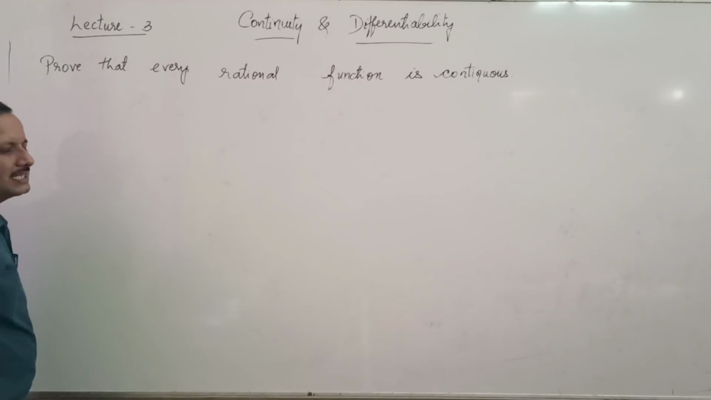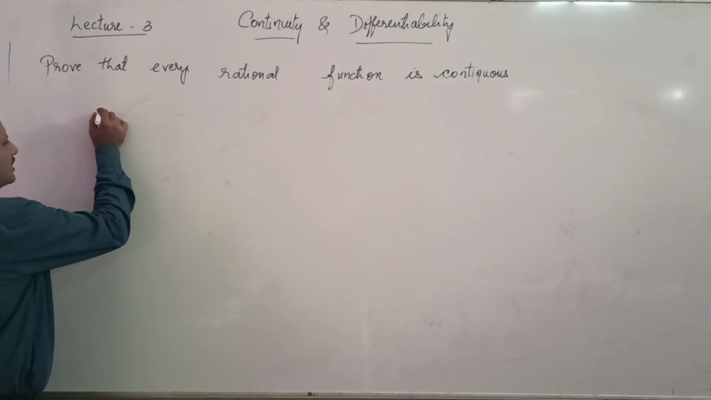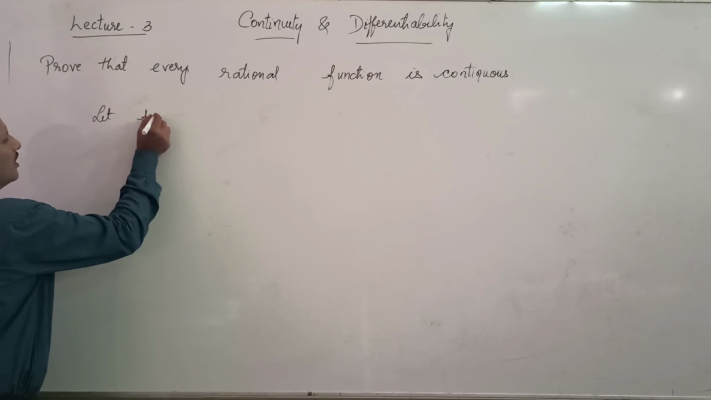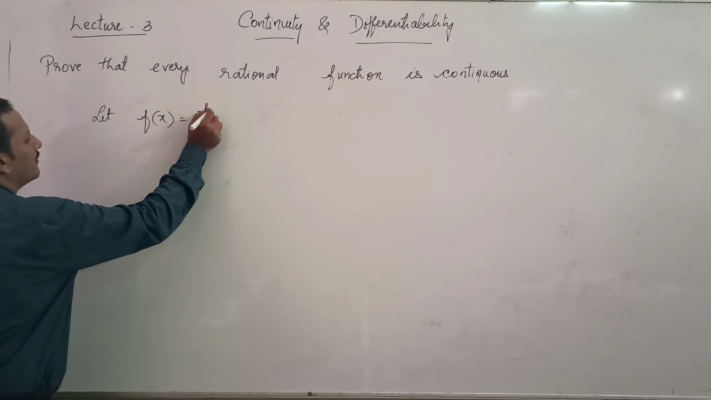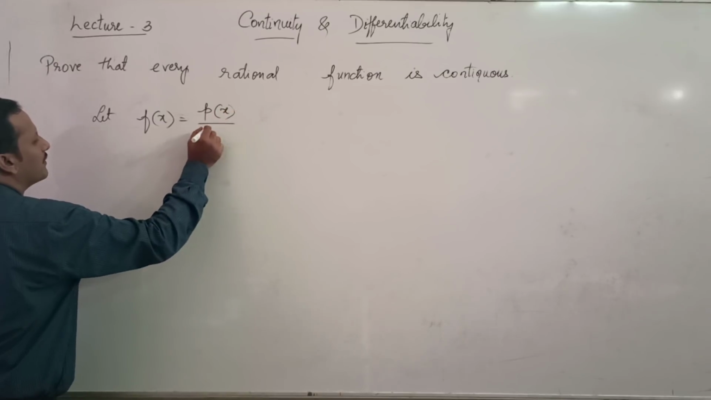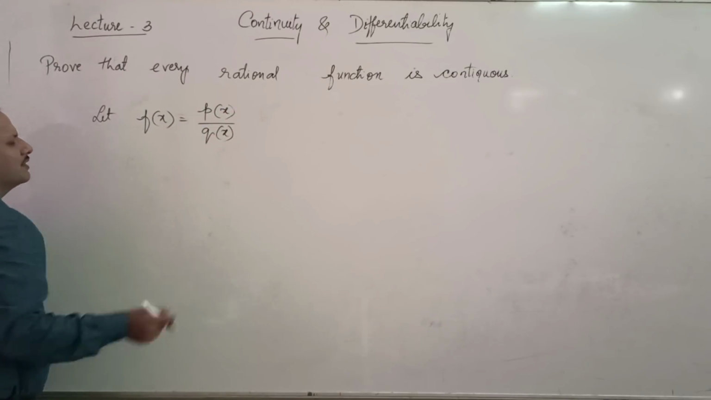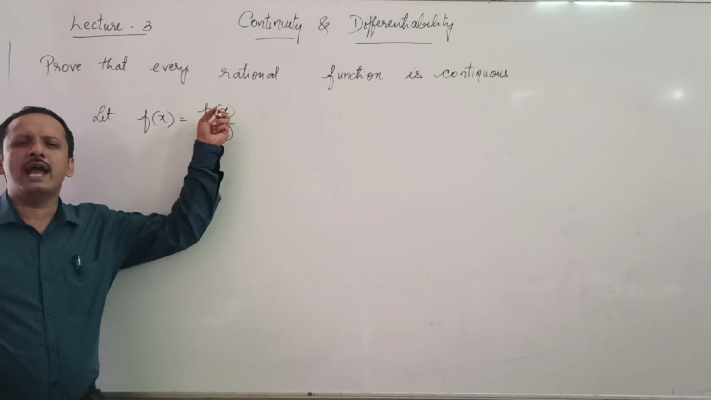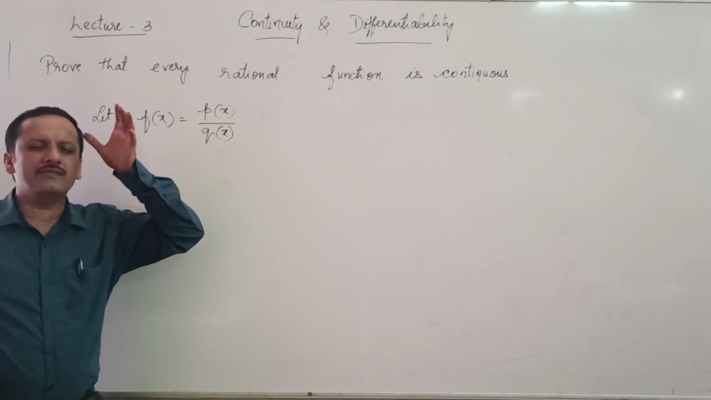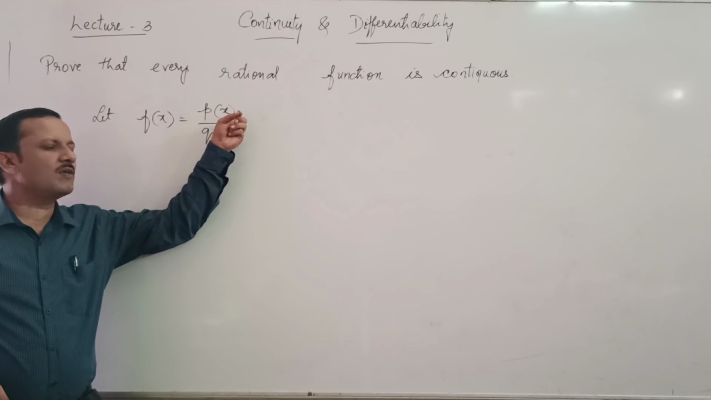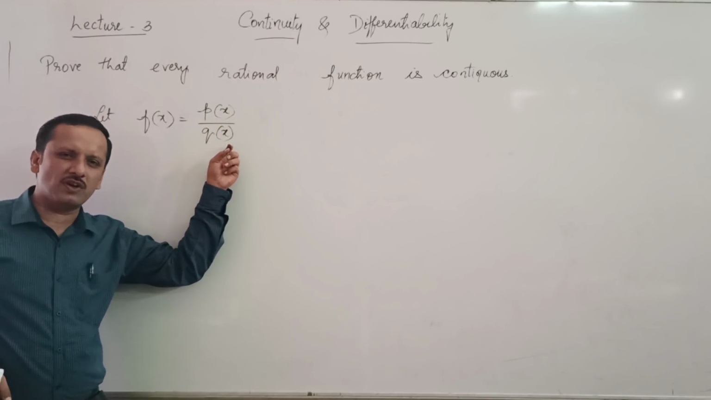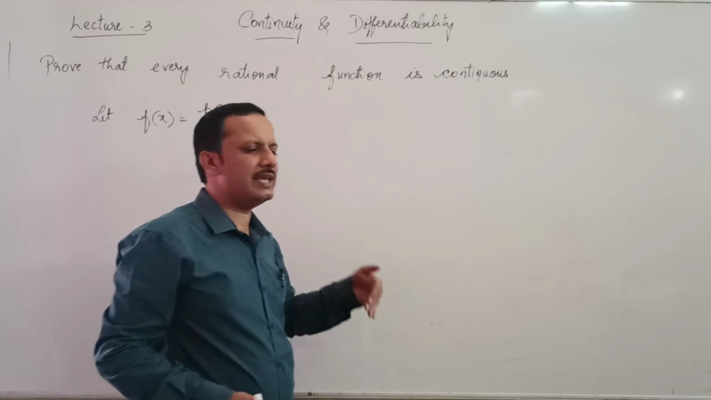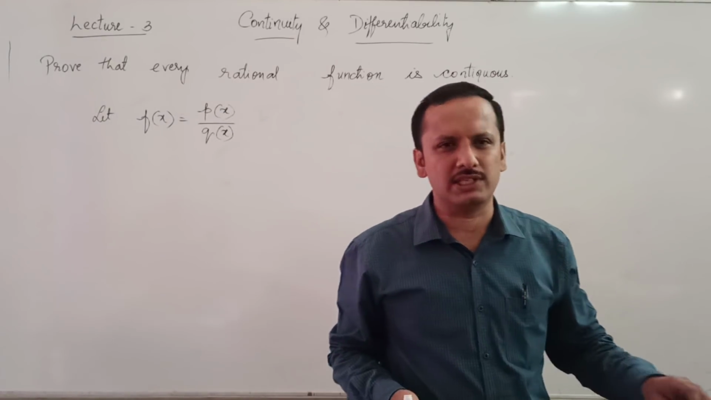Now, what is a rational function? A rational function, we will say, let f of x be equal to p of x divided by q of x, where p and q are two polynomial functions. P of x is a polynomial function and q of x is another polynomial function. Then p of x by q of x is called a rational function.